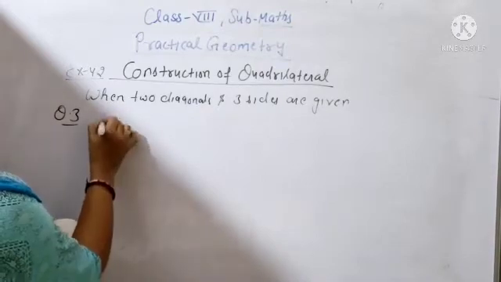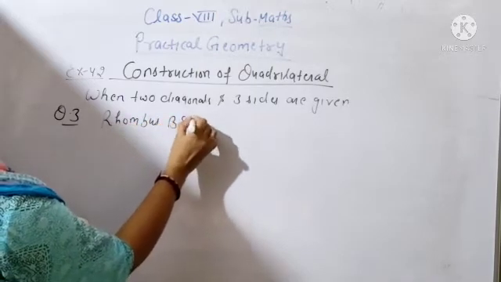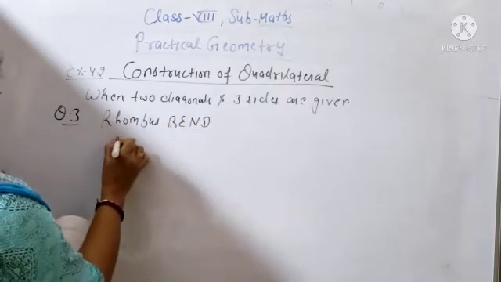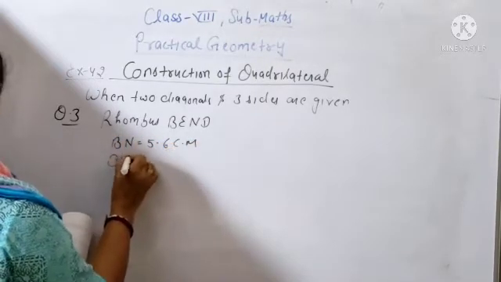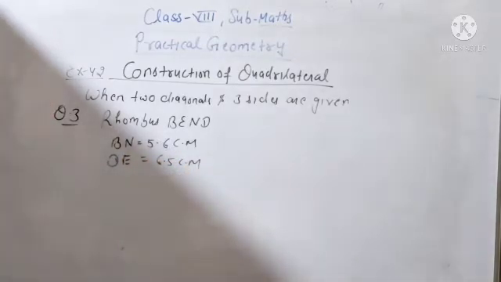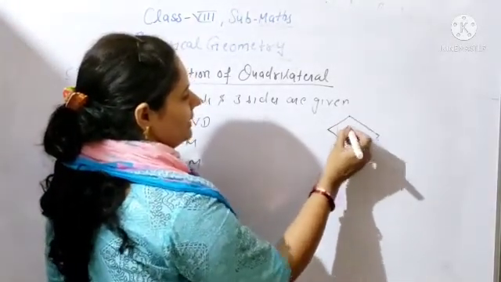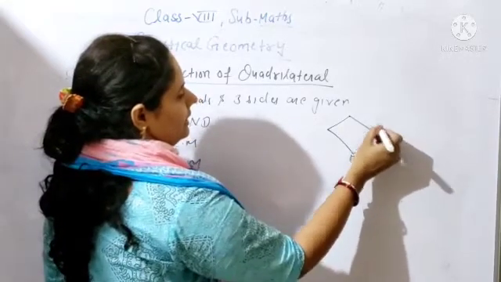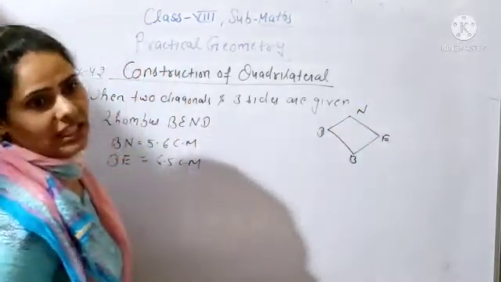It is given rhombus BEND, where BN is 5.6 centimeter and DE is 6.5 centimeter. Clear? So how will you construct the rhombus BEND? First you will draw the rough diagram of rhombus BEND. For example, this is your rough diagram.